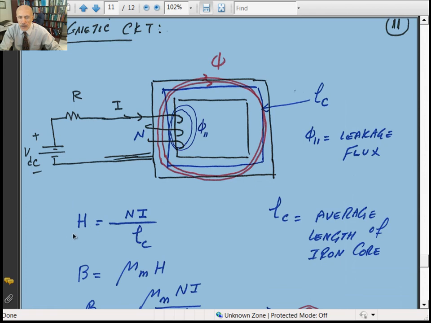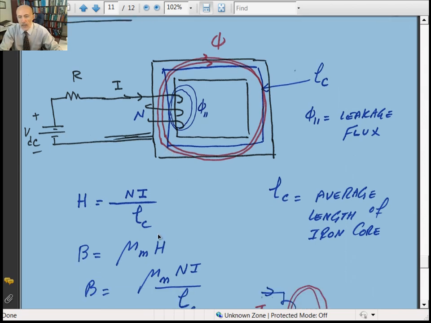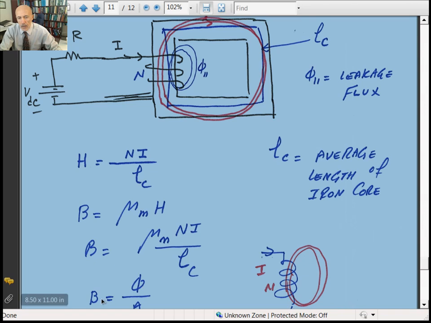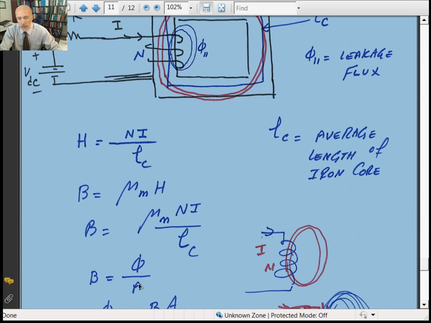So we can calculate the magnetic field intensity H using Ampere's law: H equals Ni divided by L sub C, the average length. If it's circular, it would be 2 pi r, but if it's non-circular, you need to calculate the average length. But we had B equal to mu times H, so plug that in for H. It gives you mu Ni over L sub C. And then the magnetic flux density B is equal to phi, the flux, divided by the cross-sectional area, which is the cross-sectional area of the core.